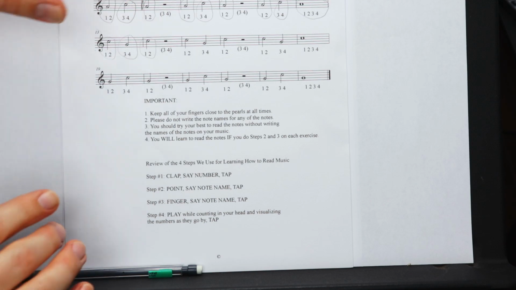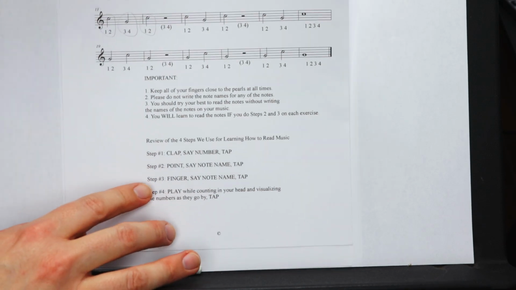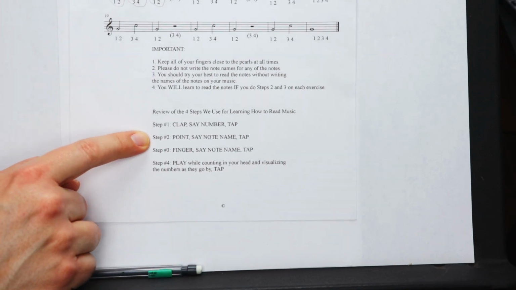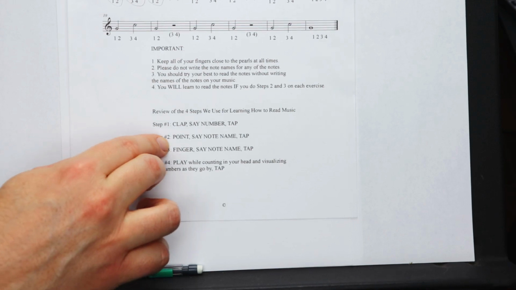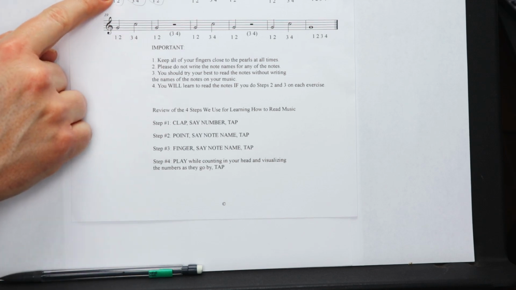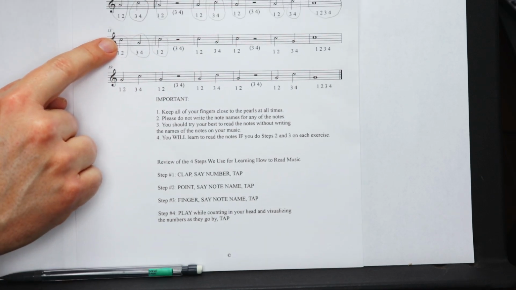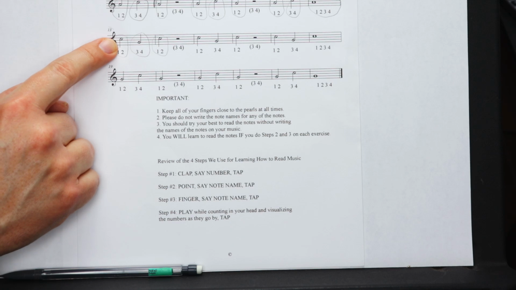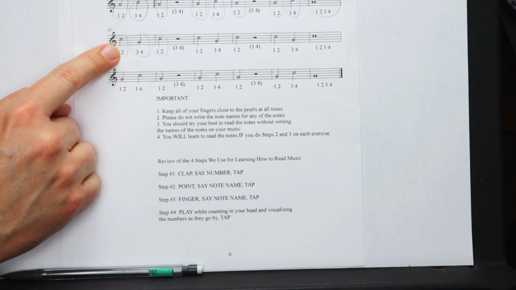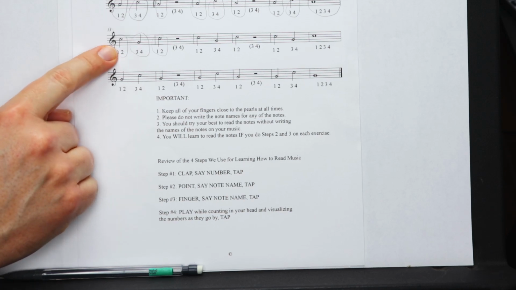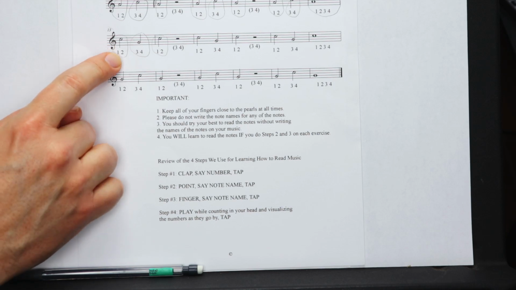Now we're going to do step 2, which is here. Remember the important step. These are all important, but step 2, if you want to learn how to read music, you really need to do step 2 and step 3. So step 2, we're going to point to the note and name the note out loud. And it's really important that you name it out loud. Even if you're kind of shy about saying the note name out loud, it's important for you to say it so that you can hear it. Okay, so here we go. 1, 2, ready and go.